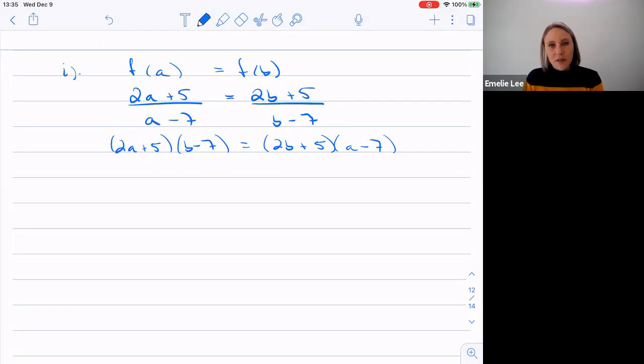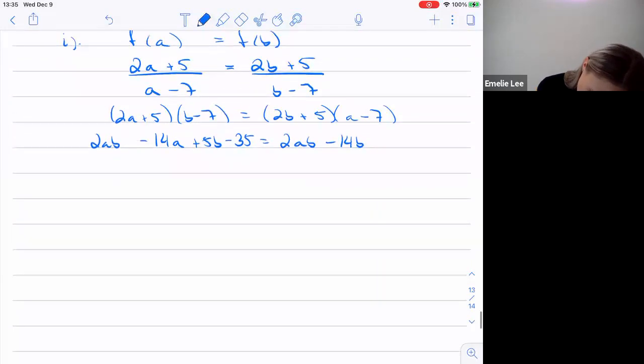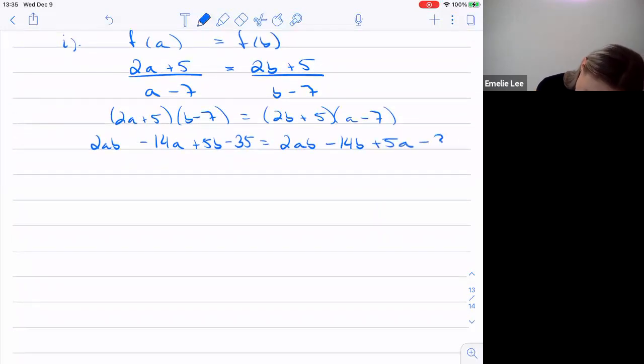And like I said, there are a lot of different ways that you can do it, as long as you're applying all your math laws properly. You should end up at a equals b. So expanding this and the right-hand side as well, I get 2ab minus 14a plus 5b minus 35 is 2ab minus 14b plus 5a minus 35.